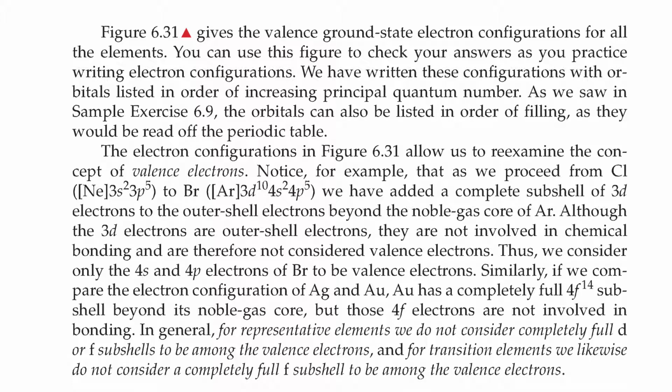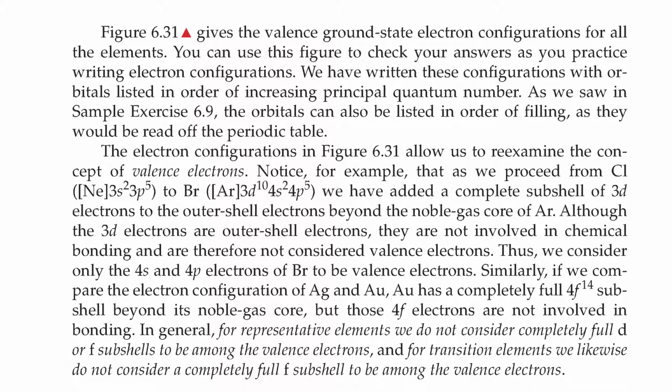The electron configurations in Figure 6.31 allow us to re-examine the concept of valence electrons. Notice, for example, that as we proceed from chlorine, which is neon 3s2 3p5, to bromine, argon 3d10 4s2 4p5, we have added a complete subshell of 3d electrons to the outer shell electrons beyond the noble gas core of argon. Although the 3d electrons are outer shell electrons, they are not involved in chemical bonding and therefore not considered valence electrons. Thus, we consider only the 4s and 4p electrons of bromine to be valence electrons.